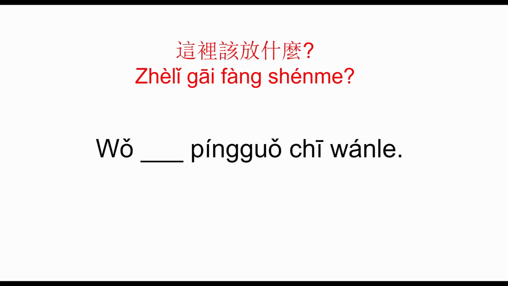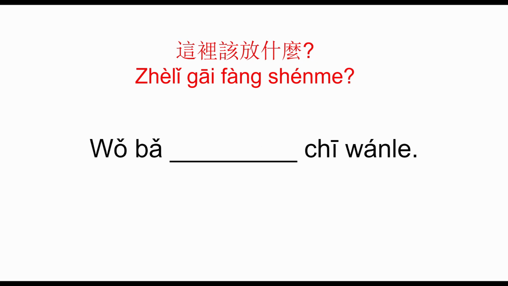Got it. 这里该放什么? What should we put in the gap? 我 beep 苹果吃完了. 把? Yeah, 当然, you got it. Yay. 这里该放什么? Okay, what should we put here? The subject? 把苹果吃完了. Yeah, so in this case 我 is the subject. Okay, so 我把苹果吃完了. 没错.